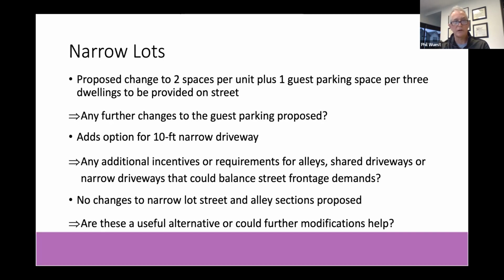One question I do have on narrow lots: I know when the narrow lot codes were enacted, I think 40 feet was pretty narrow, and I think it's the same in the city. My question is, is 40 feet still a narrow lot, or are narrow lots 30 feet now, or something like that? So that's something to look at.